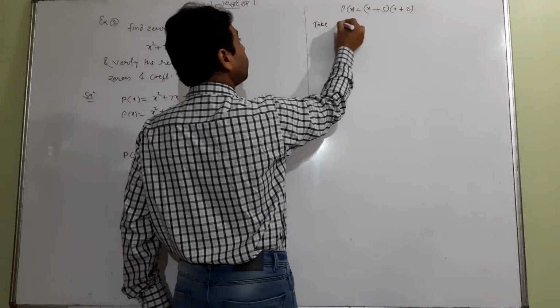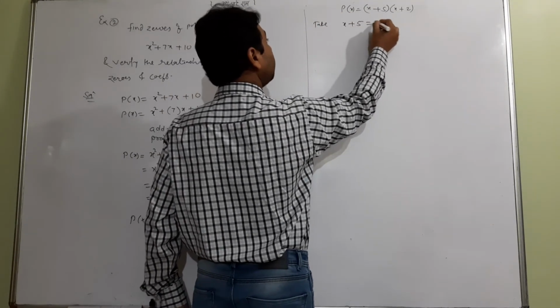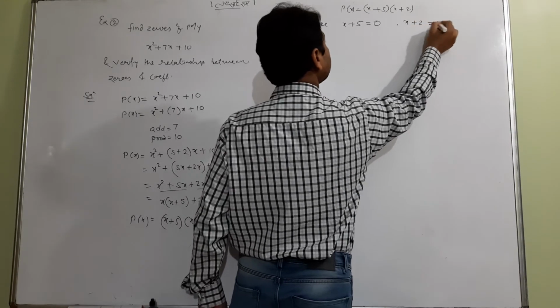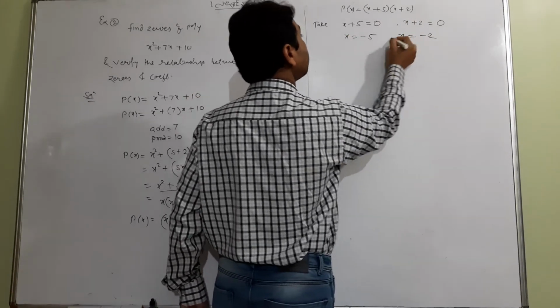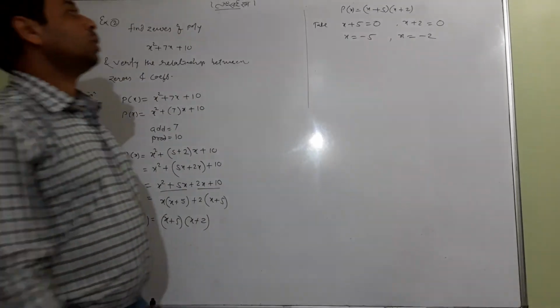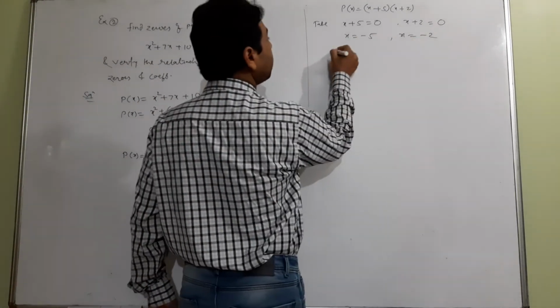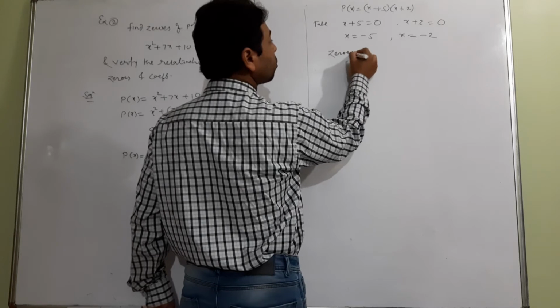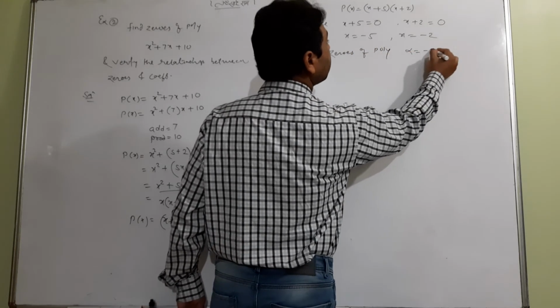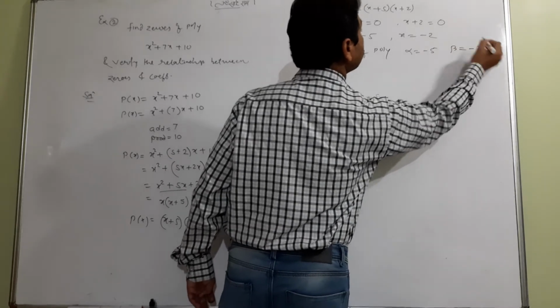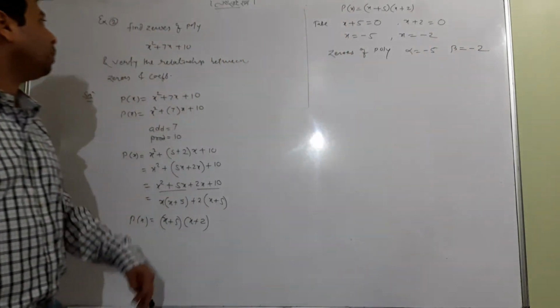Now, as usual, for finding the zeros of the polynomial, equate the first to zero and the second to zero. So what answer? Minus 5. What answer? Minus 2. So these are none else than the zeros of the polynomial, named alpha is equal to minus 5, beta is equal to minus 2. This is the first section completed.